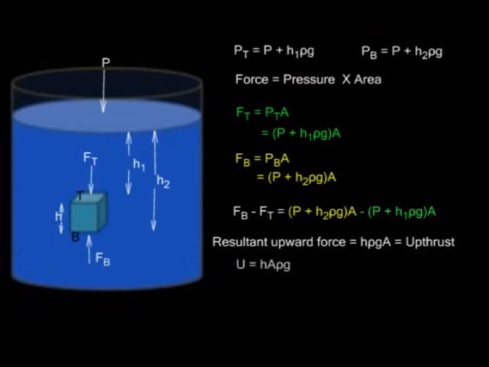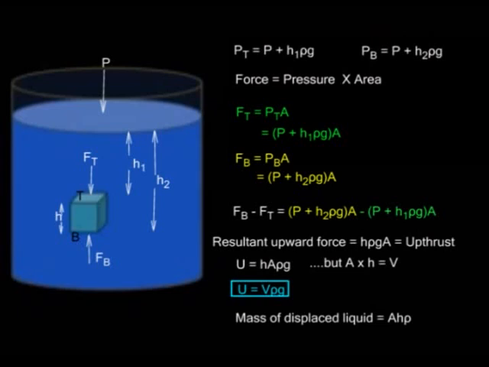Therefore, U is equal to H A G rho. But H times A, the cross-sectional area times height, is equal to volume, and therefore U is equal to V rho G, where V is the volume of liquid displaced by the solid, given by cross-sectional area times height.